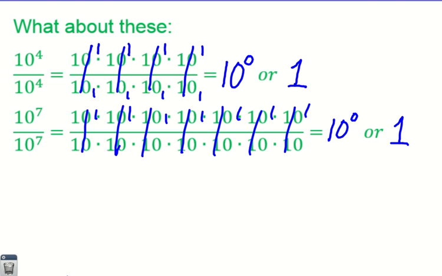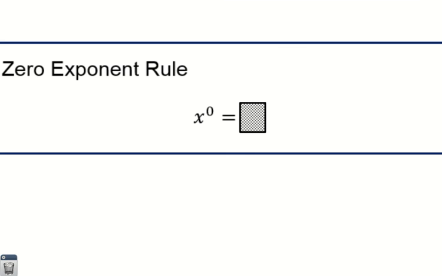Yeah, they are. And it goes even deeper than that. Anything to the 0 power. Like this x could be anything. 5 to the 0 power. 10 to the 0 power. X to the 0 power. Z to the 0 power. 1 million to the 0 power.